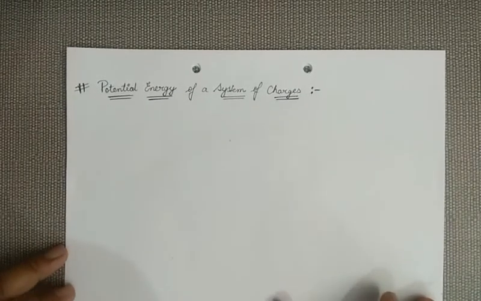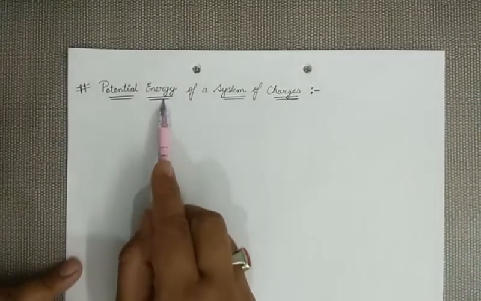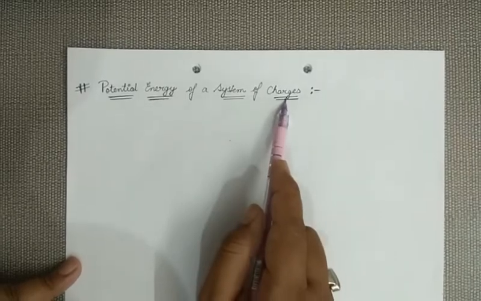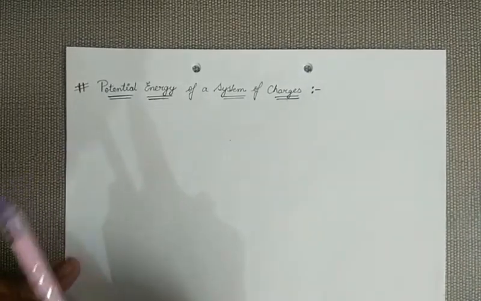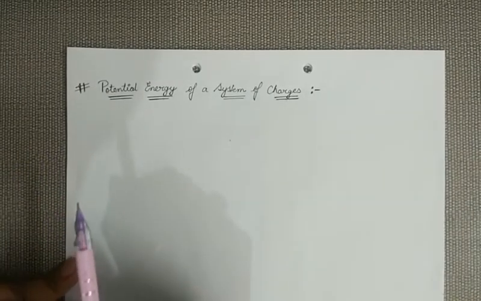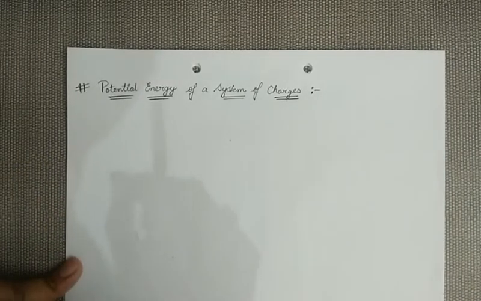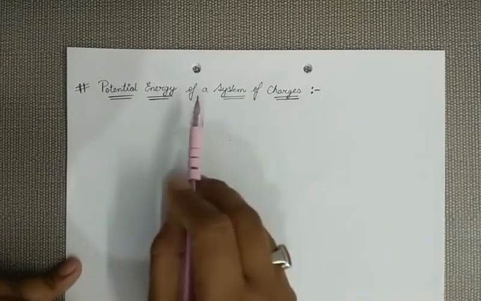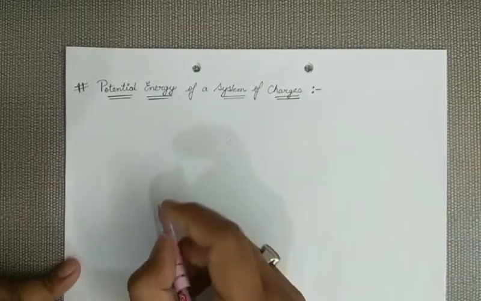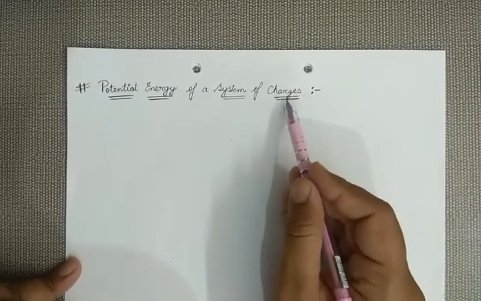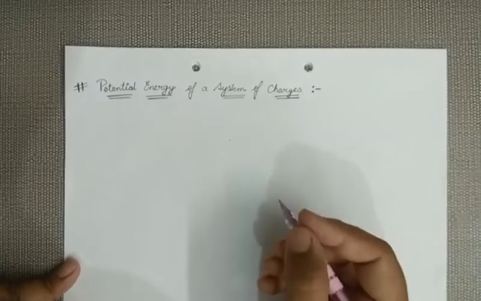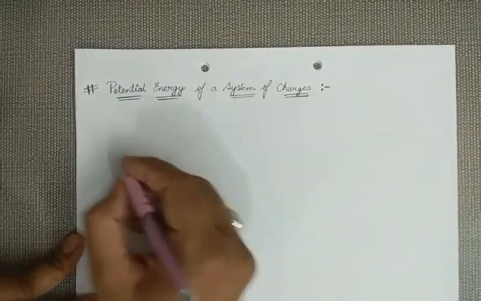So let's move to the next topic: potential energy of a system of charges. See, the previous topic was the potential energy stored in a dipole. At that time we were talking about the energy stored in a particular dipole. Now I am talking about the energy stored in a system of charges. There may be a system of two charges, 3, 4, 5. So let's begin with the system of two charges.